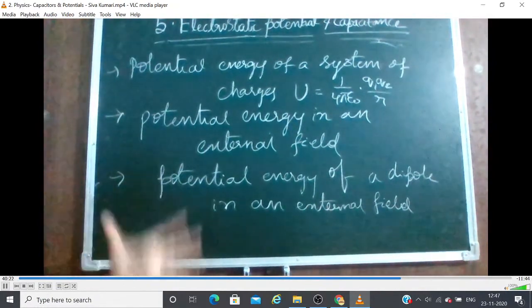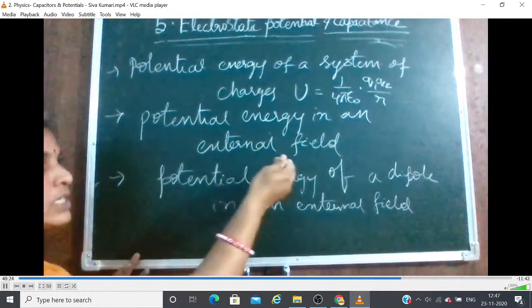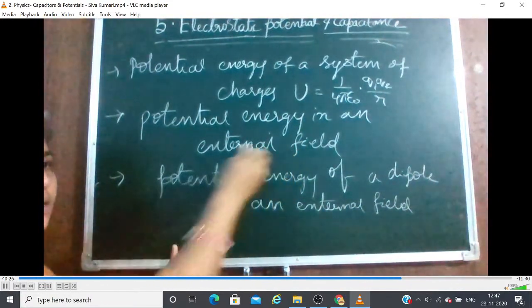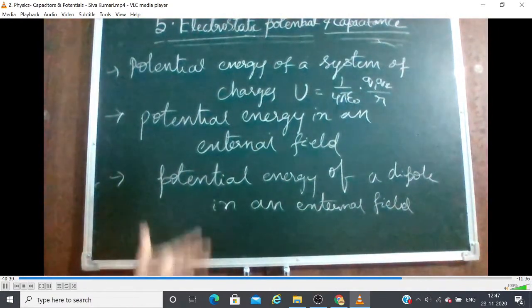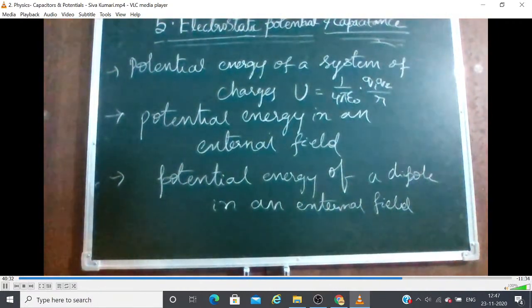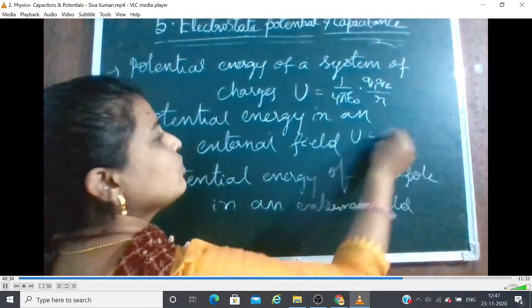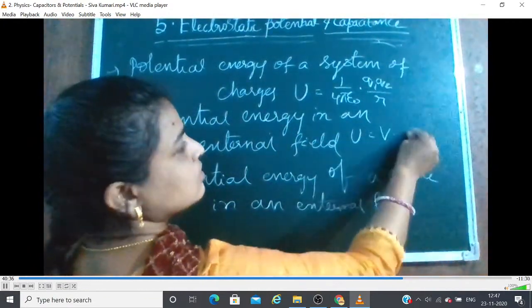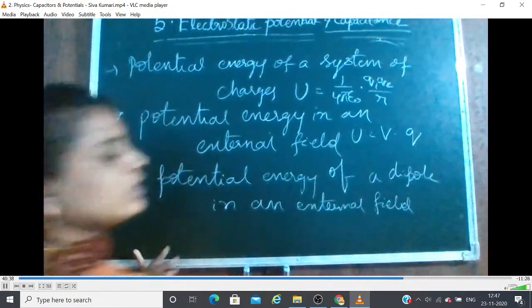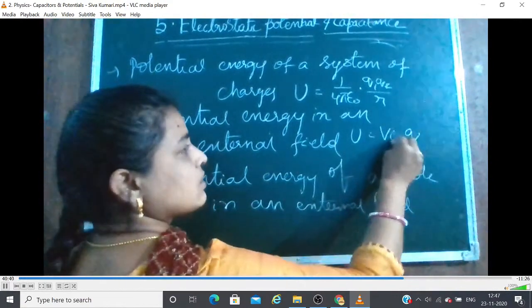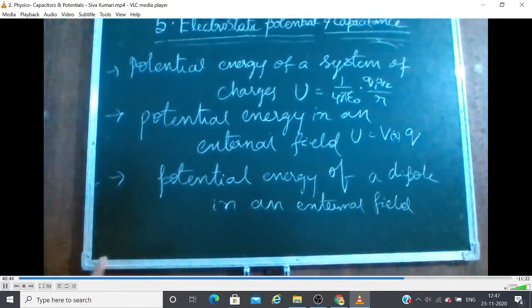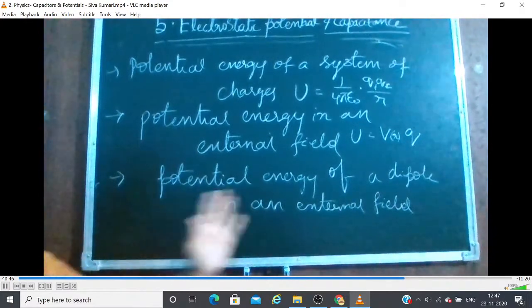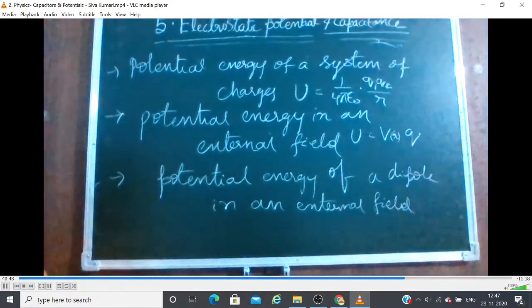So when we are considering a source, the potential energy of that external field, that means when we place a point charge in an external field, then what is its potential energy? Then U is equal to V into Q at a distance R. We will have this formula for this one, and the potential energy of a dipole in an external field.